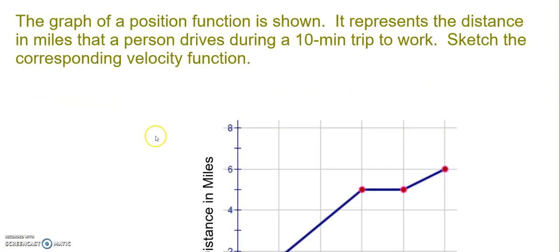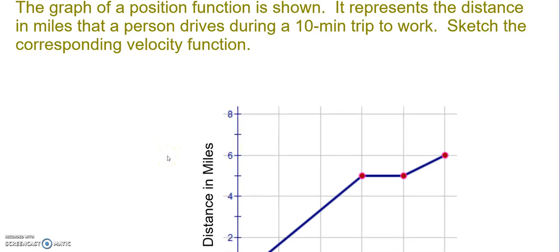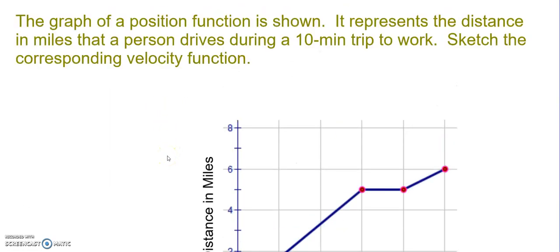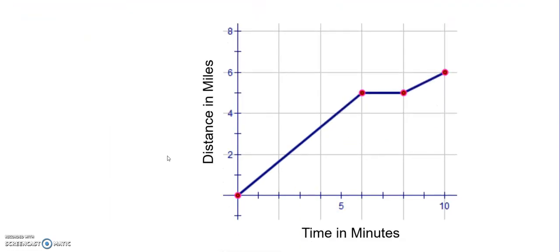Moving on. All right, the graph of a position function is shown below. That's a position function. It represents the distance in miles that a person drives during a 10-minute trip to work. Sketch the corresponding velocity function. Okay, so this is your position function of a 10-minute drive to work. You are going to sketch on the same graph what the velocity function would look like.